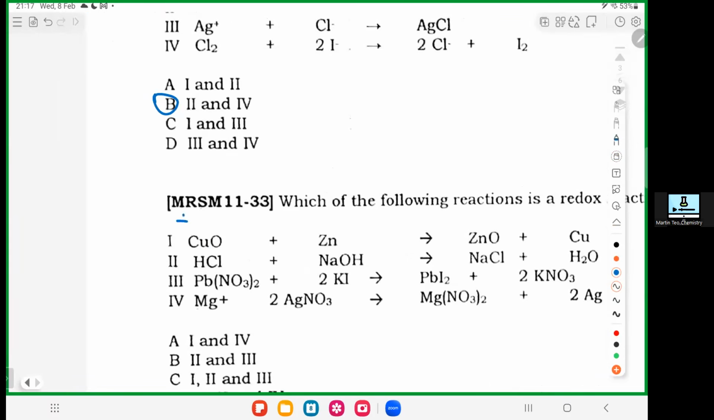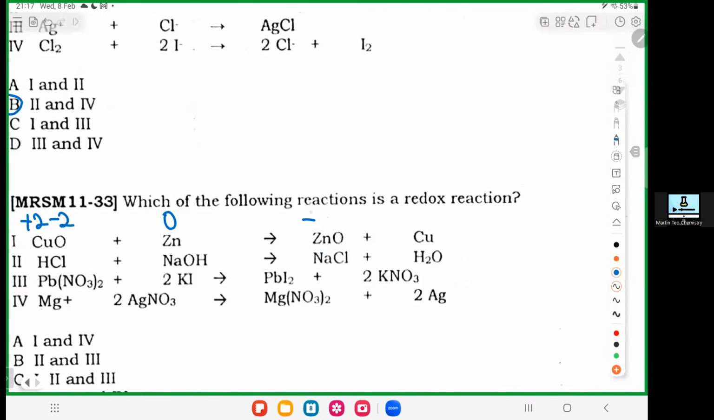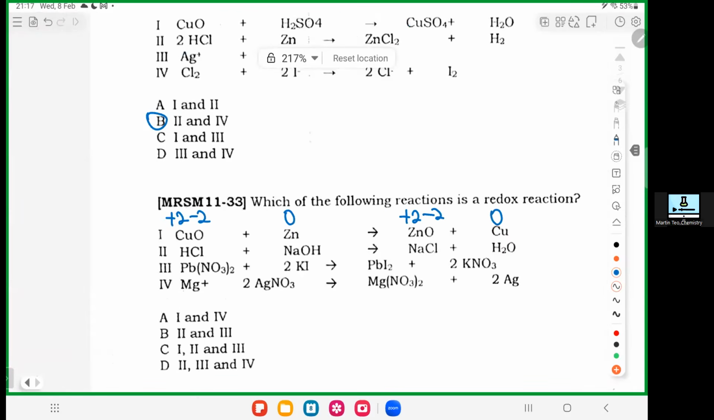Copper is +2, oxygen -2. The zinc is element 0. The zinc here is Zn2+, +2, oxygen -2. Copper is one species, element 0. If you compare left and right, no change. Copper +2, copper, sorry, got change. The copper here +2, the copper here 0, +2 to 0. Okay, the copper from +2 to 0. Oxidation number go down, reduction process.